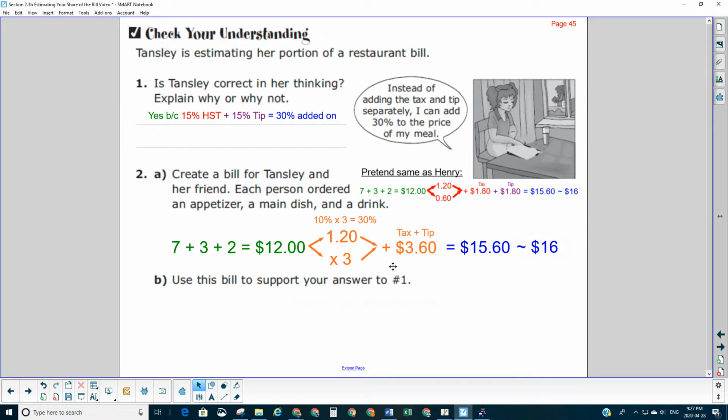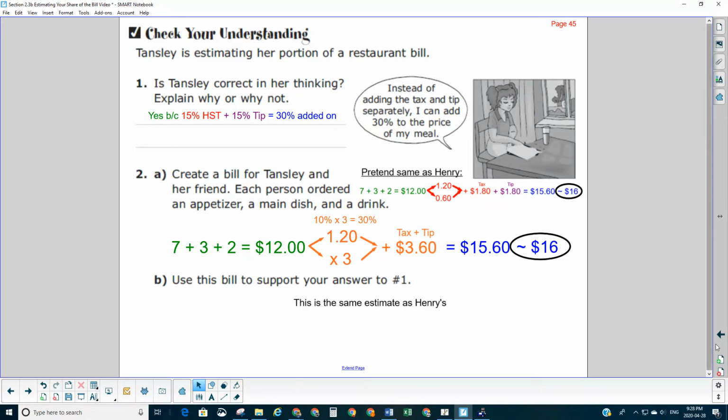And if you notice, this method gets us the exact same answer as Henry. Okay? So the workbook is suggesting we do it separately, but you could also combine it into one step and make it 30%.